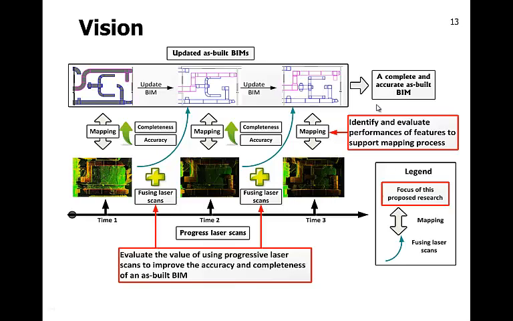In this research, we will mainly focus on two parts that are highlighted in the red box in order to build the foundation for this framework. The first part is to identify and evaluate the performance of features for identifying mapping between a segmented point cloud and a BIM. The second part is to evaluate the value of using progressive laser scans to improve the accuracy and completeness of an as-built BIM.